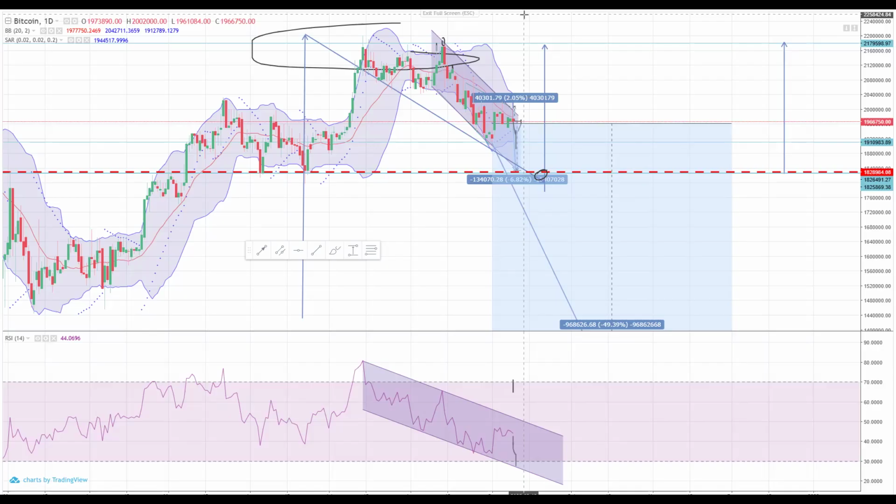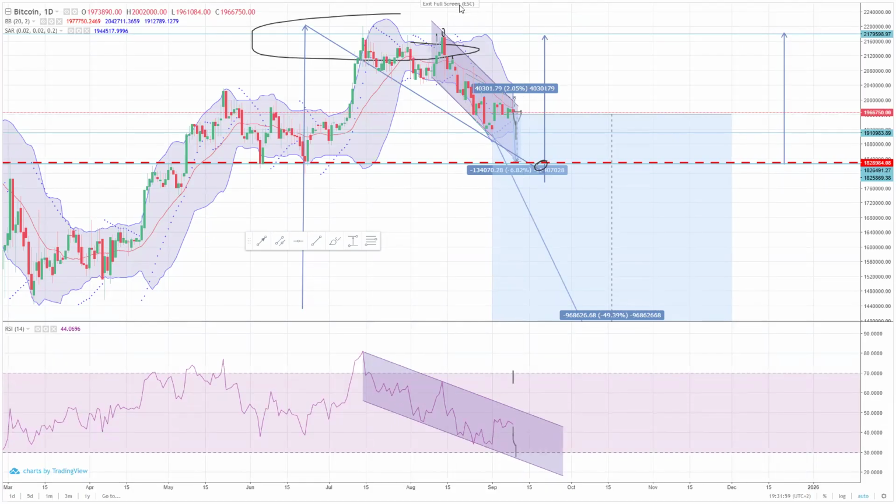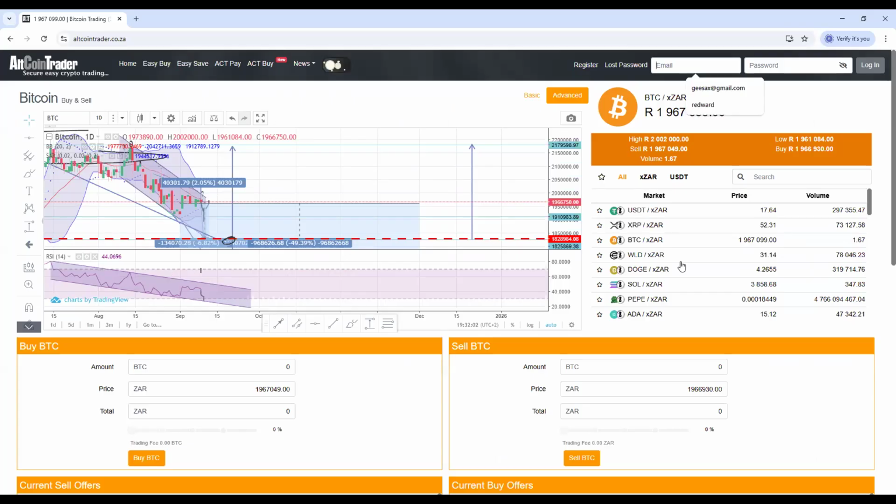So you can use this graph. Let me just exit full screen to show you. You can play around with this graph. You see, I haven't even logged in yet. I haven't even put in my username and password, and I've been using this to explain to you how this works.